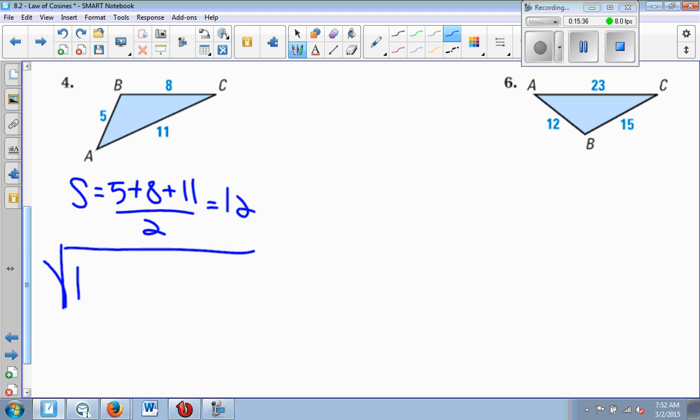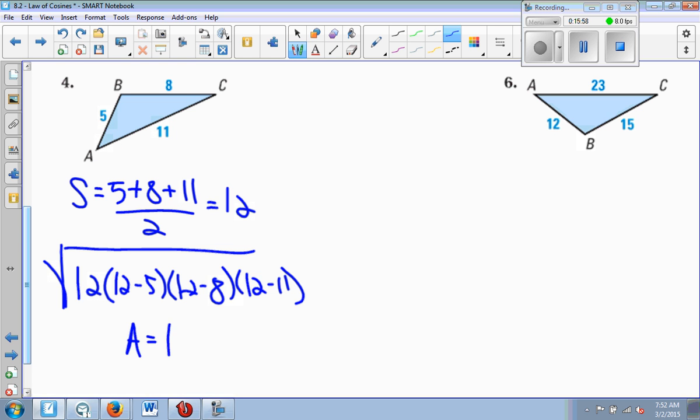So the area is that 12 multiplied by 12 minus 5, 12 minus 8, and 12 minus 11. So plugging that in the calculator, get 12 times 7 times 4 times 1, and we get 18.3 as my area. Now, obviously, if there were units in the problem, you would include units in the answer. This one doesn't have units, so we just use a unit squared.